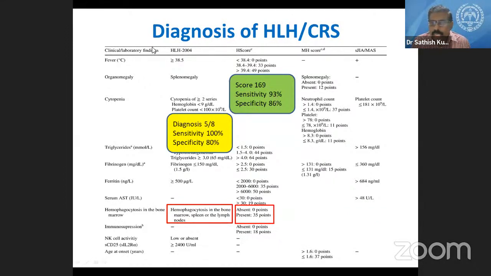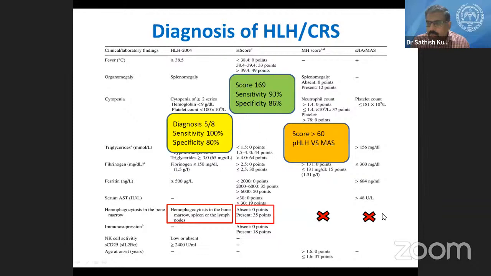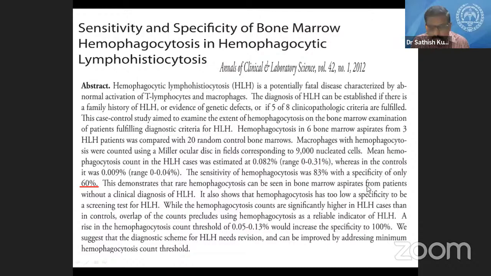The other 2 criteria are this MH score, where we don't have hemophagocytosis in the criteria. And recently in 2016, Dr. Fabricio talked about this systemic JIA criteria. In children with systemic JIA, when you suspect MAS, there also we don't have hemophagocytosis as a criterion. So if a child with systemic JIA has ferritin more than 684 plus 2 parameters, either the platelets or the liver parameters, SGOT, SGPT, then we can call them MAS.